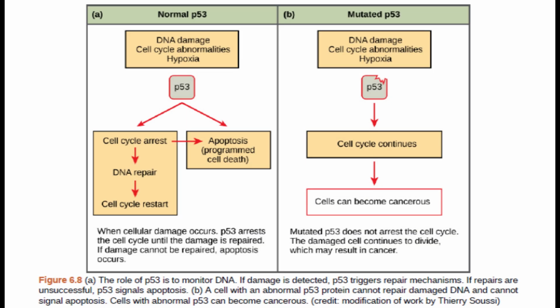Figure 6.8. The role of P53 is to monitor DNA. If damage is detected, P53 triggers repair mechanisms. If repairs are unsuccessful, P53 signals apoptosis. A cell with an abnormal P53 protein cannot repair damaged DNA and cannot signal apoptosis. Cells with abnormal P53 can become cancerous.